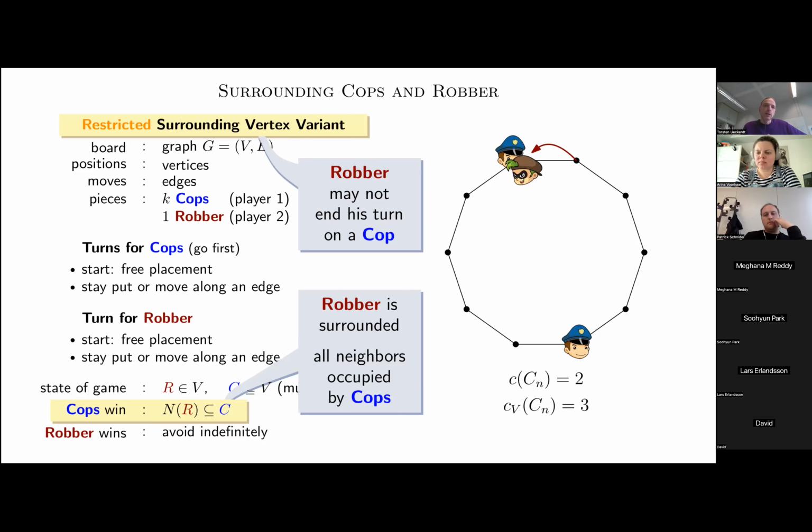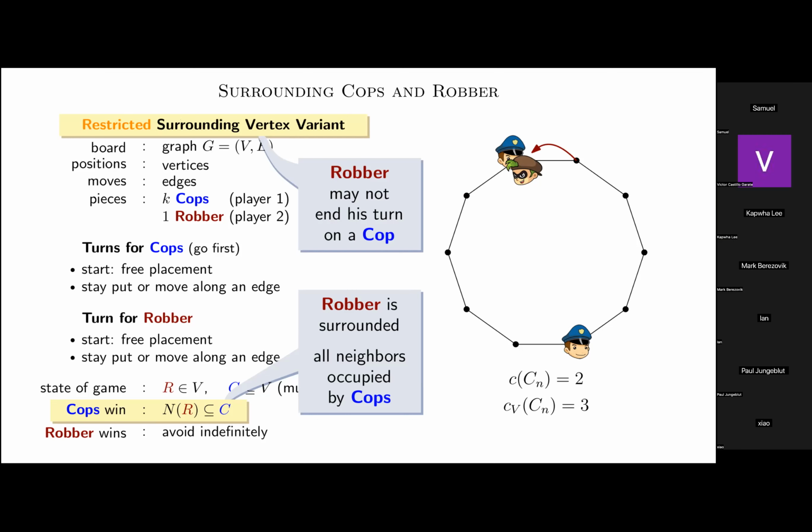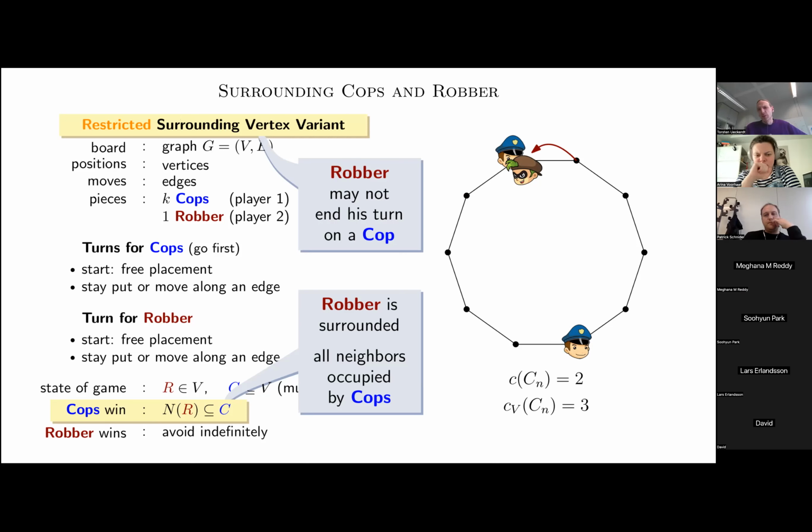But there is another variant, which is maybe a little bit more natural to avoid this weird case, right? And this is called the restricted surrounding vertex variant. It's getting complicated already. So this has the additional rule that the robber may not end his turn on a vertex that is occupied by a cop.